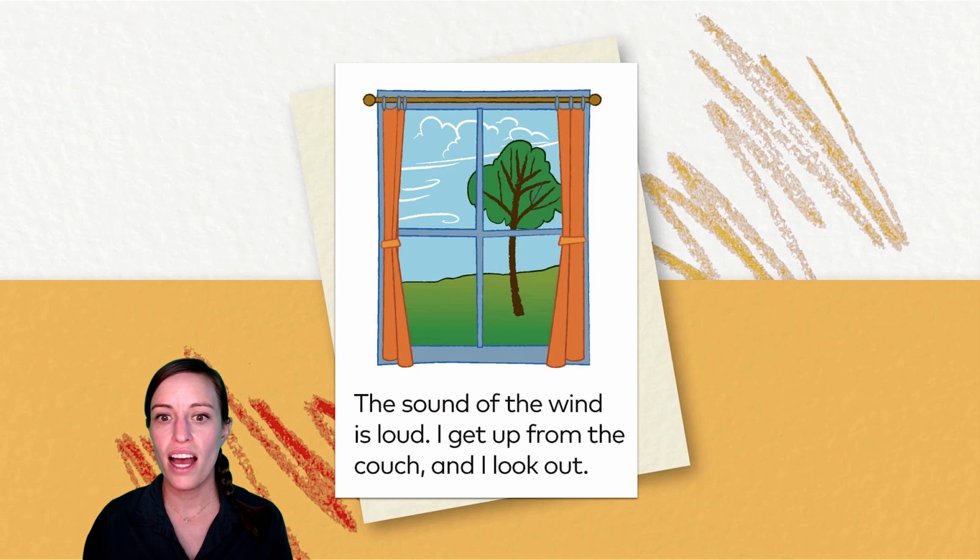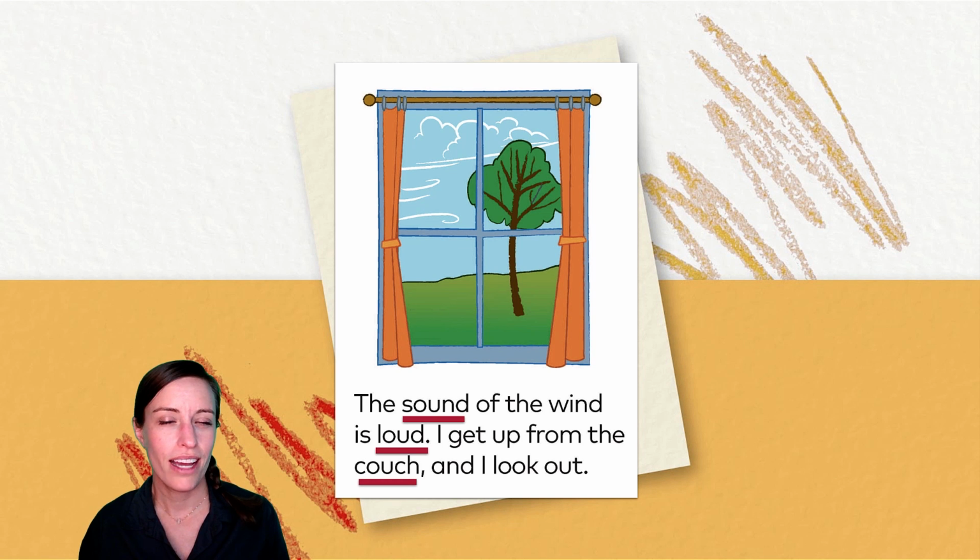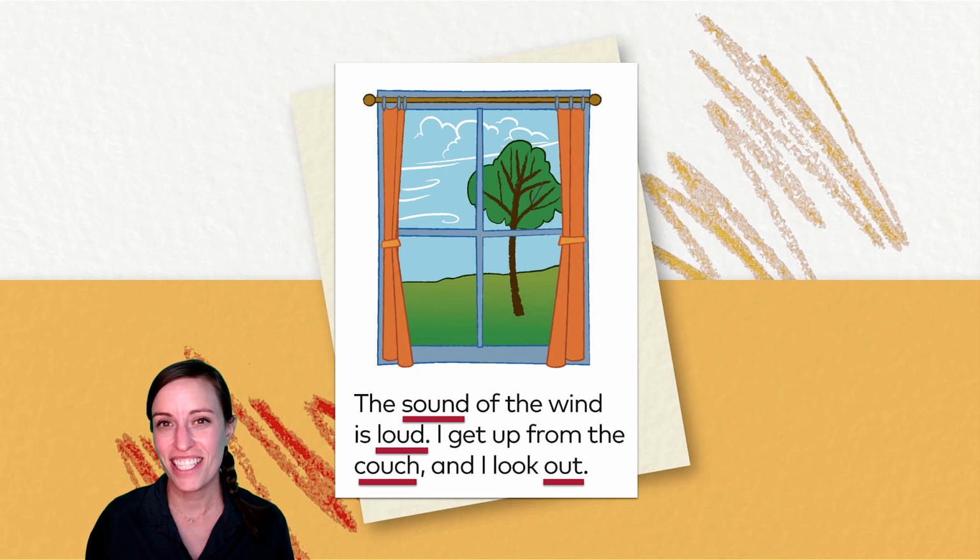The sound of the wind is loud. I get up from the couch, and I look out. What words with the vowel team OU did you spot? Sound, loud, couch, and there's one more. Out.